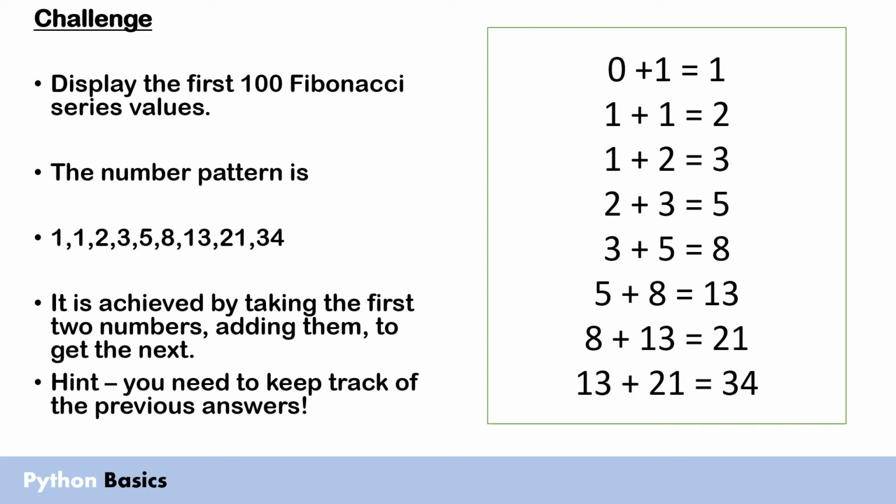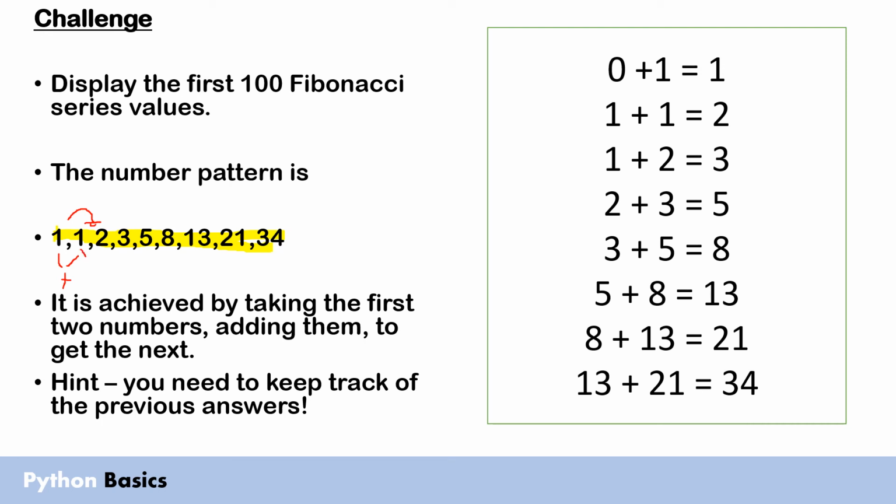Some of you are probably absolutely nailing this already, so here is a challenge for you, okay? This problem is different. I want you to display the first 100 Fibonacci series values. Now the Fibonacci number pattern is shown on the screen here, so if I maybe just highlight it. So the number pattern is here. And the way it works is this: you take the first 2 numbers, and you add them together.